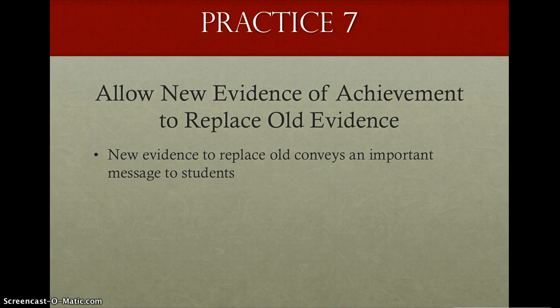As students work to achieve clearly defined learning goals and produce evidence of their achievement, they need to know that teachers will not penalize them for either lack of knowledge at the beginning of a course of study or their initial attempts at skill mastery.